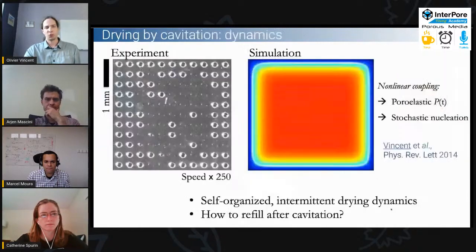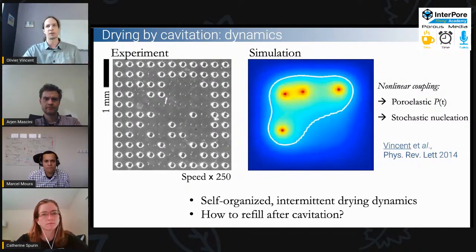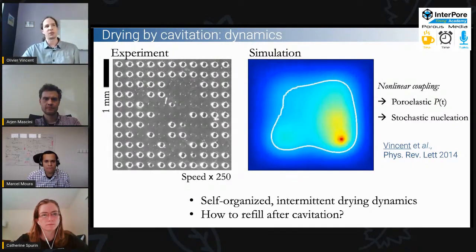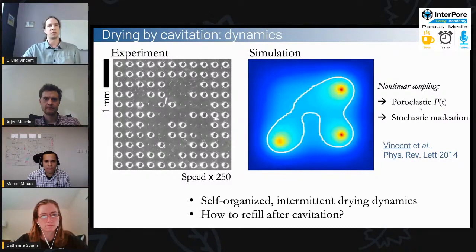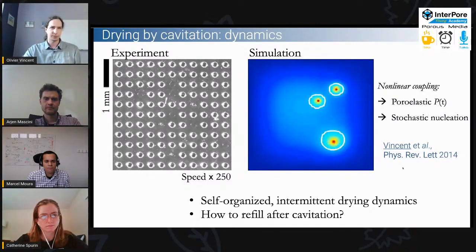All right, so what we showed with artificial structures that have this combination of microscale features interconnected to one another through nanoporous layers, is that they have cavitation, and the cavitation dynamics is very peculiar because it leads to fronts that are self-organized, where you have bursts of events and then nothing, and then bursts of events and then nothing. I don't have time here to explain the mechanisms behind this, but it's due to the nonlinear coupling between the pore-elastic relaxations of the pressure field in the system and the stochastic nucleation kinetics.